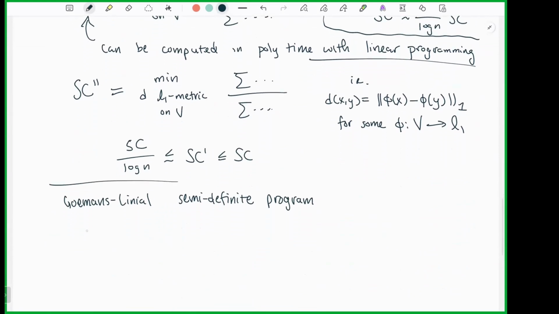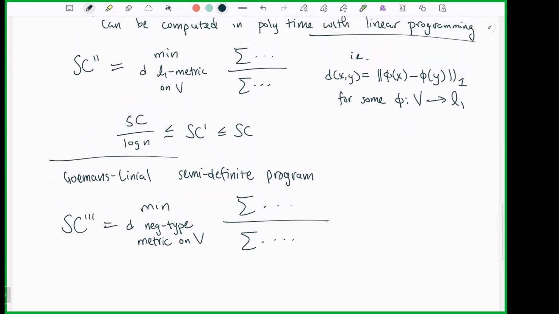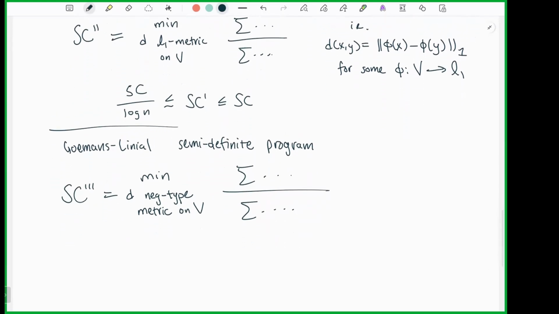So here the semidefinite program, SDP, is the following. You minimize over all negative type metrics. And I'll define this on V, the same thing. It's still always the same thing. And now I don't know what to call this. How many primes? Okay, let's go with 3 primes. So there's the original sparsest cut problem, and then there's this one.